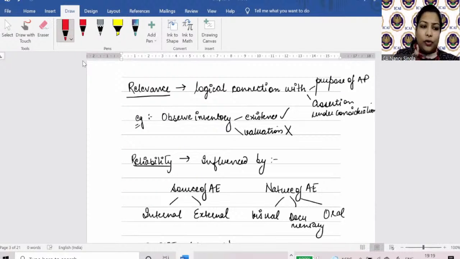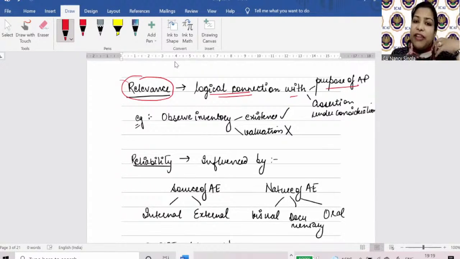Okay? So relevance, the dictionary meaning, means whether that audit evidence is useful to the auditor for the purposes of the auditor. It basically means the logical connection of that audit evidence with the purpose of audit procedures. The auditor wants to verify whether the client organization has ownership of the building. Tell me, let's say the auditor is inspecting, physically examining the building. Whether by inspecting the asset, that is the building, the auditor can be sure about the ownership assertion. No, right?